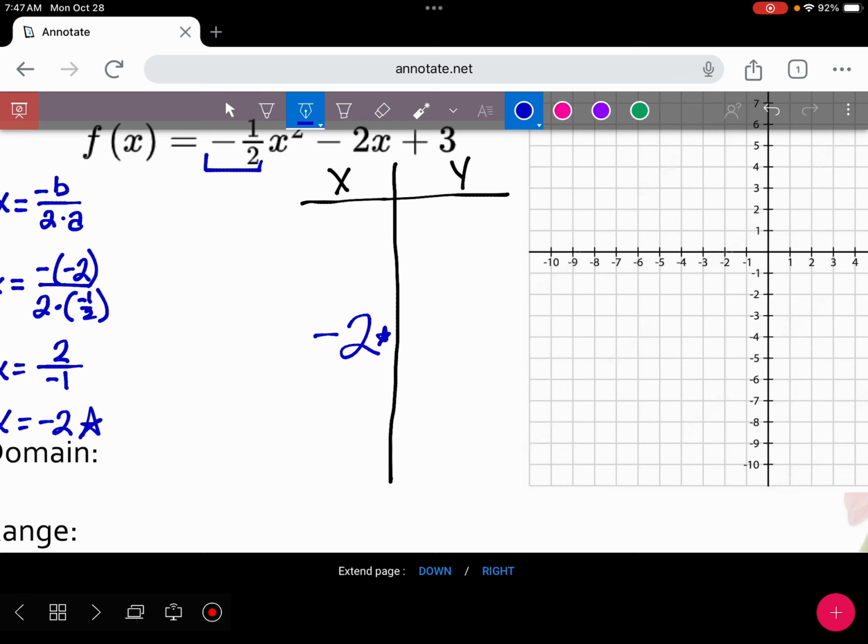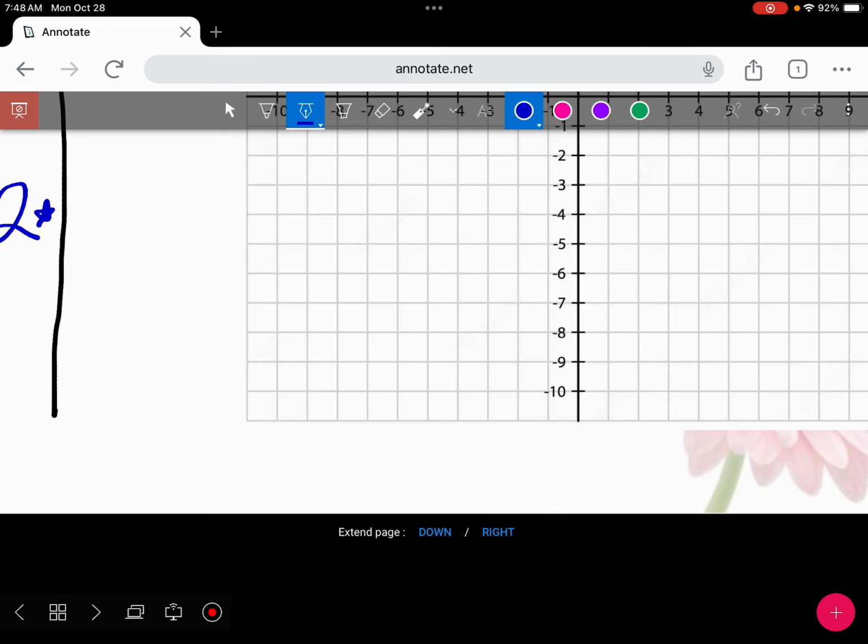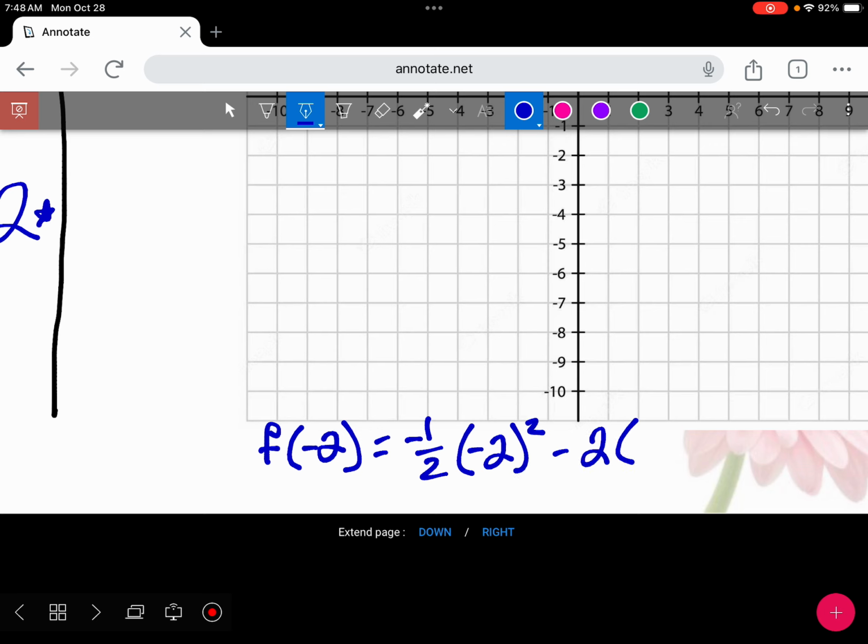To find our y value there, we're going to take it and substitute it into our whole equation. So I'm going to take that negative 2. I'm going to do it at the bottom of my graph here just so I don't run out of space. My f of negative 2, substituting in our negative 2 into the equation. We're going to have our negative 1/2 times negative 2 squared minus 2 times negative 2 plus 3.